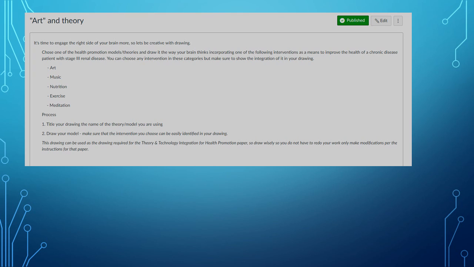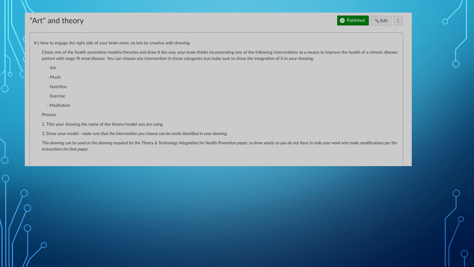You want to bring in music, listening to music, playing music. What do you want to do with the music? Nutrition. Do you want to teach them how to cook? Do you want to teach them how to add more vegetables? Exercise. What kind of exercise? And then meditation. Is this going to be yoga? Is this going to be guided imagery? So define out which one you're going to use.